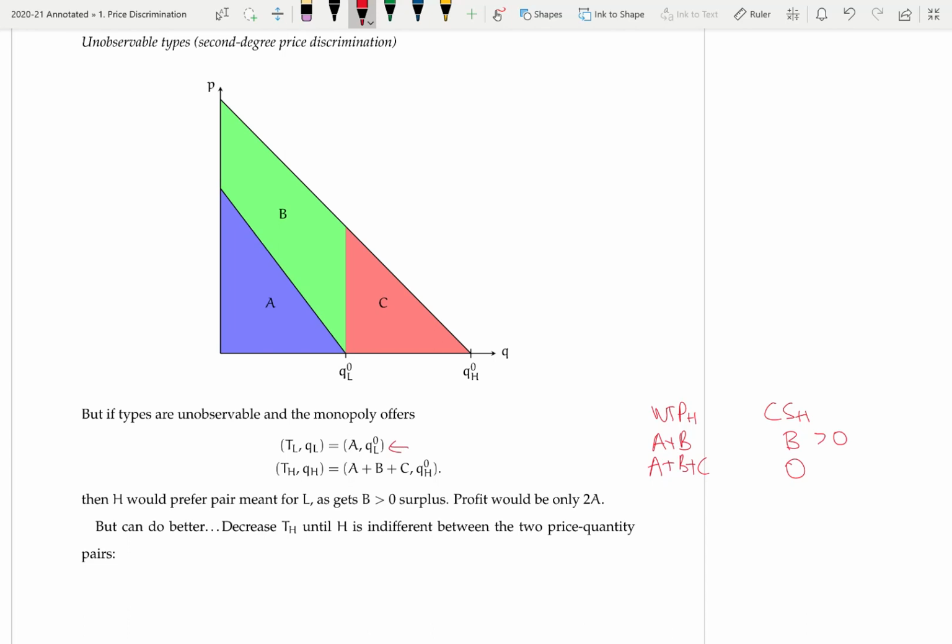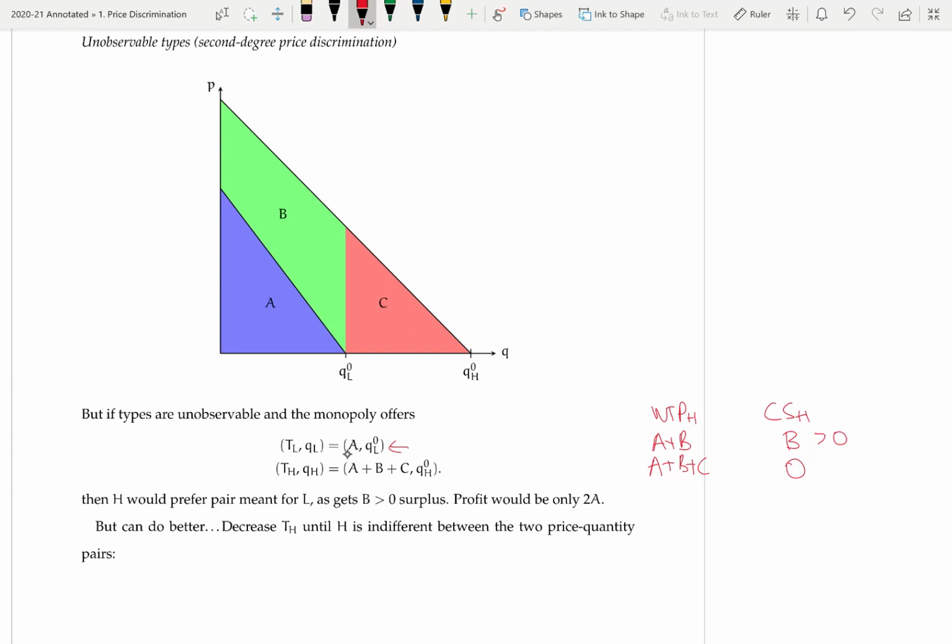So what would happen? The monopolist is going to sell two of those price quantity pairs, and their profit is going to be 2 times A. Now, can the monopolist do better than this? Well, yes, they can. They can change the price and or the quantity and increase their profit. So let's see exactly how they can do that. So let's for now just think about changing the prices. So we're going to keep the quantities and the price quantity pairs the same and think about how can we change this price or this price in order to increase profit.